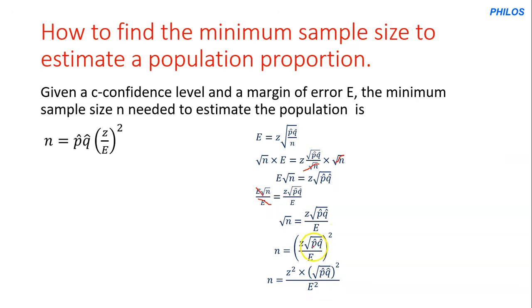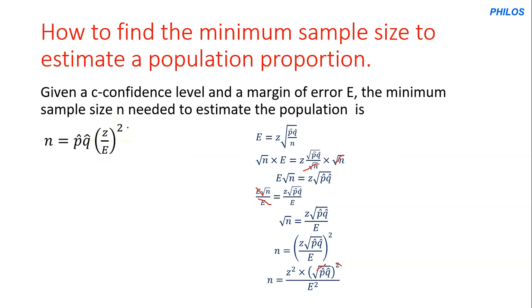The square will affect everything in the bracket. So this square can also cancel this root, and you are going to have p hat q hat alone times z square over e square. That's the same thing we've written in this form. So this is where we derive this formula from.